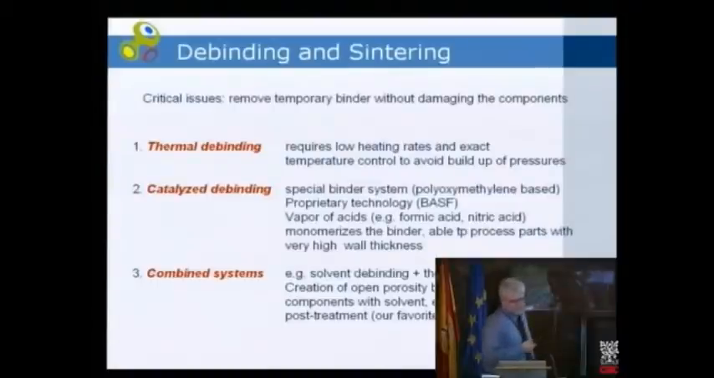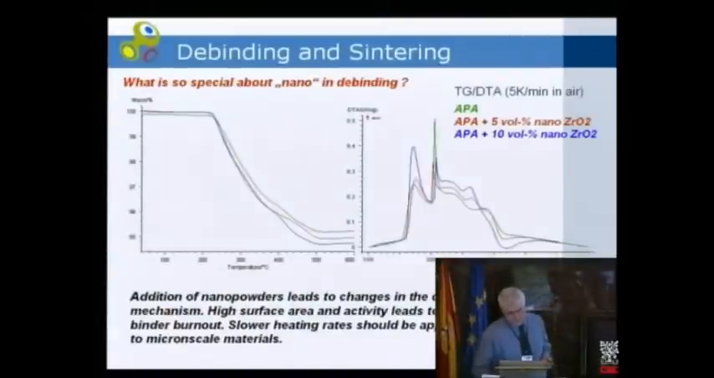The system we prefer is a combined system. This is a combined system of solvent debinding and thermal debinding. So in the first step, you do a solvent debinding, in most cases with water. And by solvent debinding, you are dissolving or extracting a part of your binder from your part, and you're creating an open network of porosity. And this open network of porosity allows for a safe thermal debinding. So we have a quite easy and safe post-treatment.